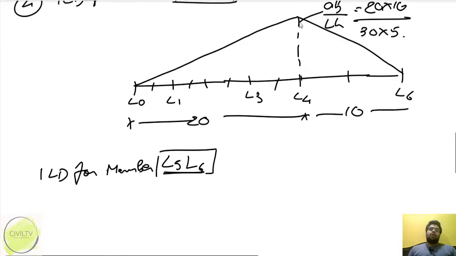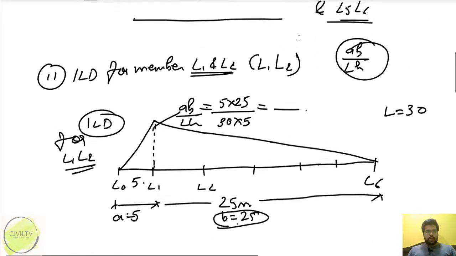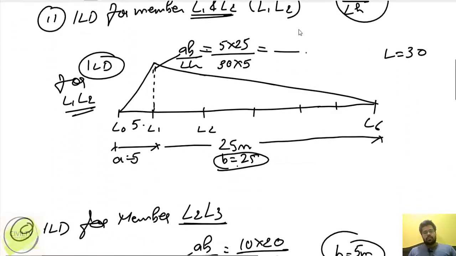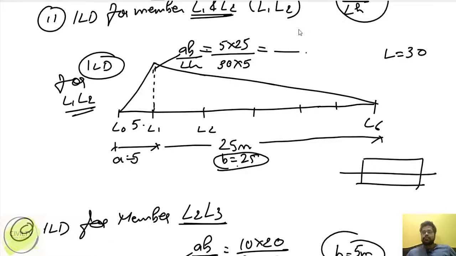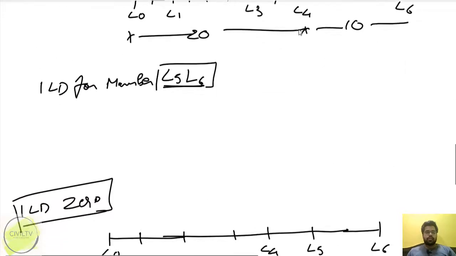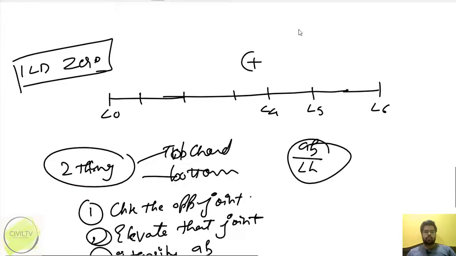Just focus on one thing: whether it will be compressive or tensile, whether it will be positive or negative. In the last lecture also I told you that above the neutral axis there will be compression, and below the neutral axis there will be tension, right? So this will come out positive, this will come out positive, and everything will be positive. This is for positive and negative.